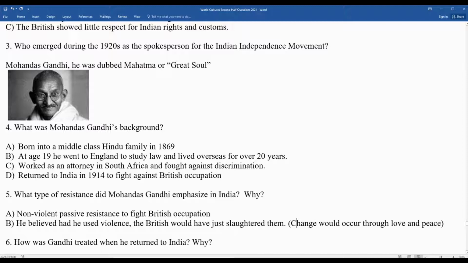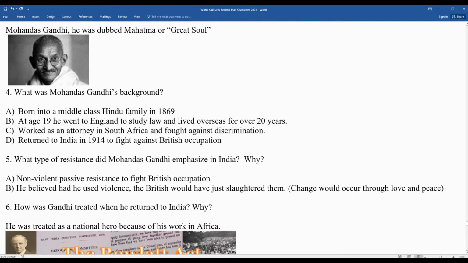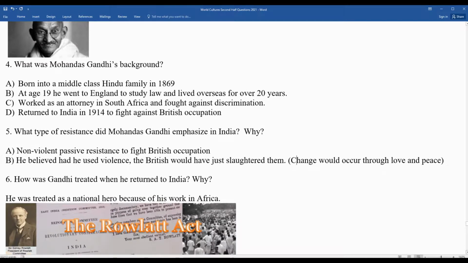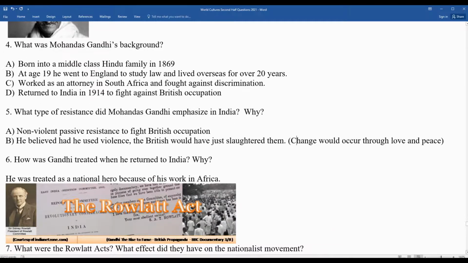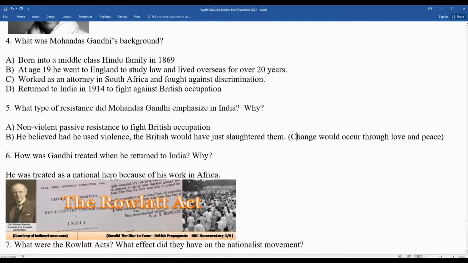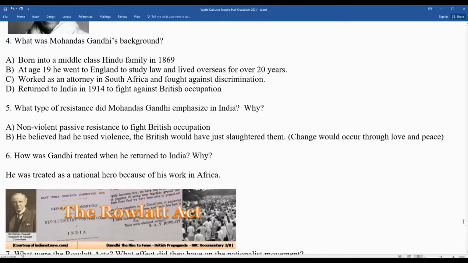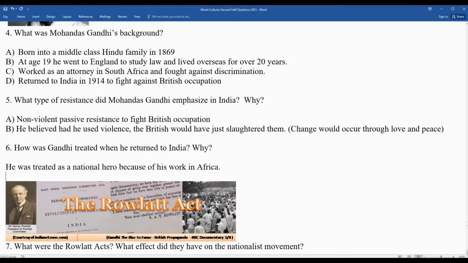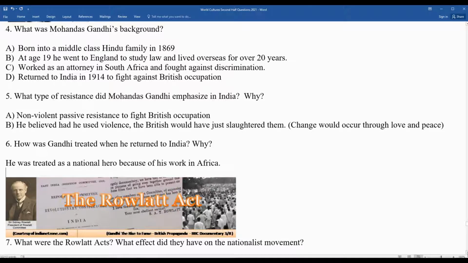Six, how was Gandhi treated when he returned to India? Why? When you think about Gandhi returning to India, you're going to have some who are going to love him and some who are not going to be very happy that he's returning. But for the Indian people, he was thought to be a hero. As far as the Brits were concerned, obviously he was seen as a threat to their control in India, so he was to be met with some degree of caution.